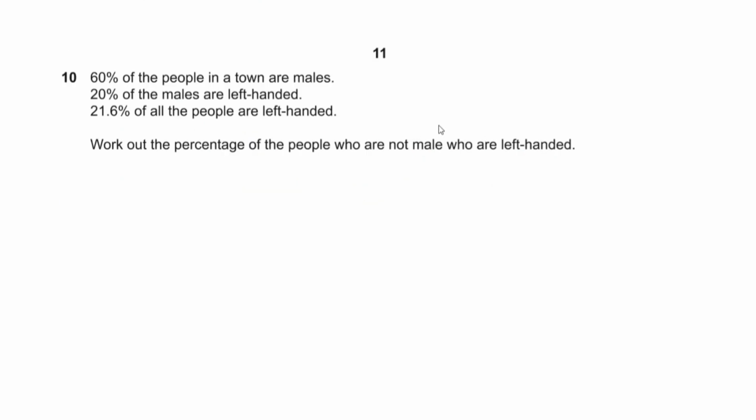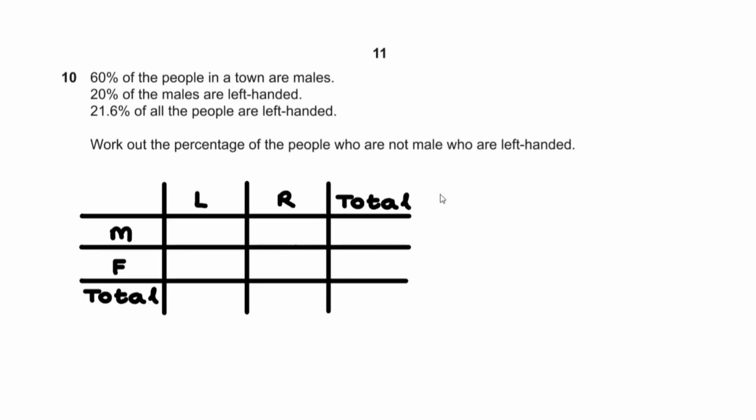Question number 10. 60% of people in a town are males, 20% of the males are left-handed, 21.6% of all the people are left-handed. We have to work out the percentage of the people who are not male who are left-handed. So, to do this question, we would have to construct a two-way table. So let's think about the information we've been given so far.